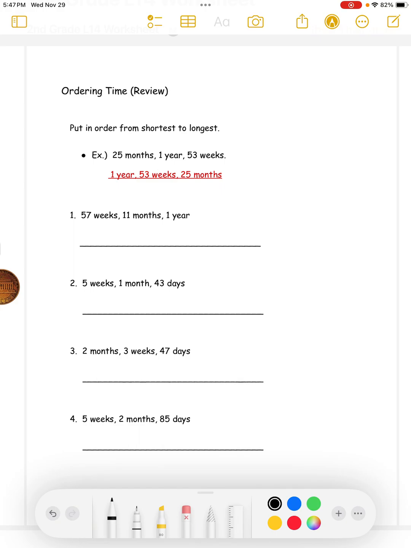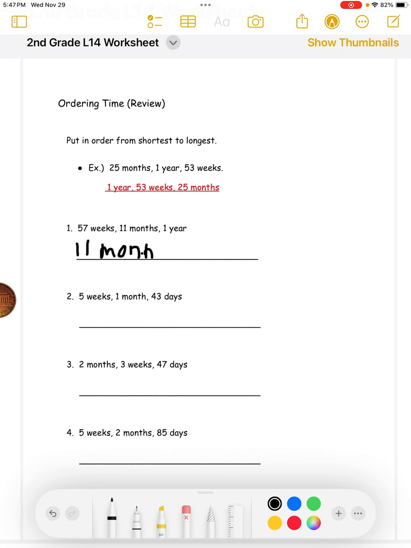Ordering time review. Put in order from shortest to longest. Example, 25 months, 1 year, 53 weeks. So 1 year would be the shortest. Then 53 weeks, then 25 months would be the longest. So for number 1, we know that 11 months is the shortest. And we need to put it in from longest to shortest.